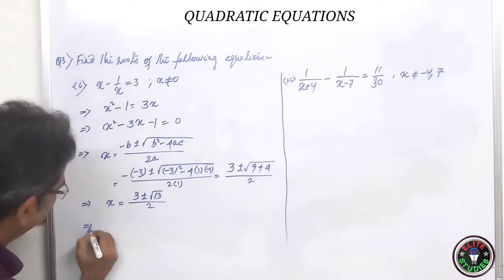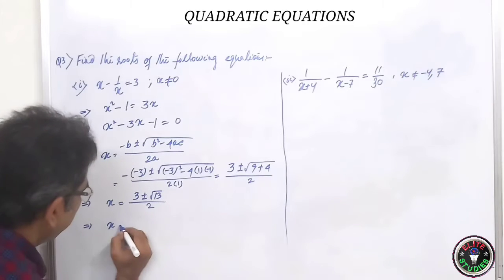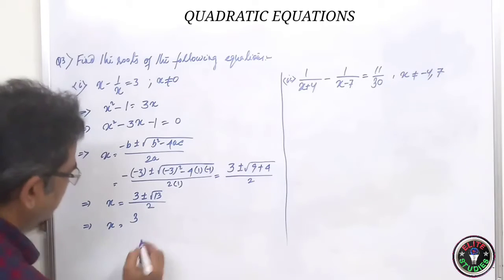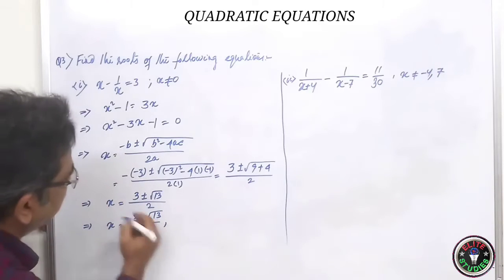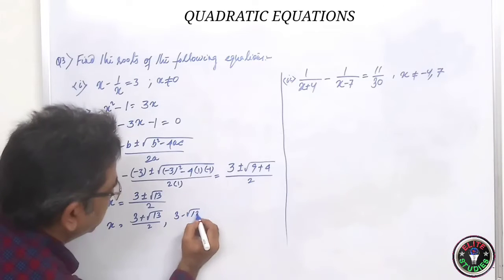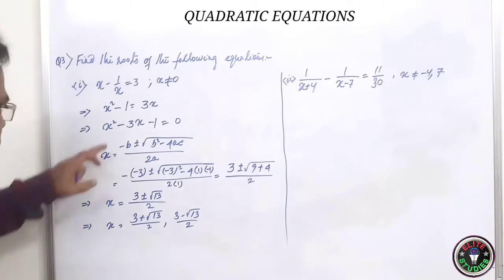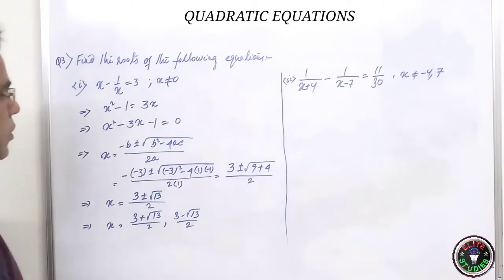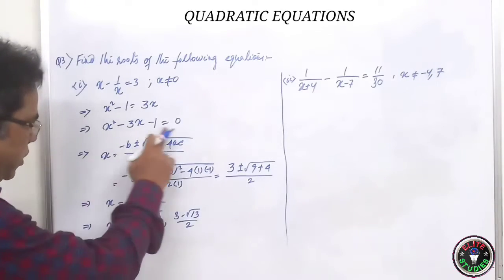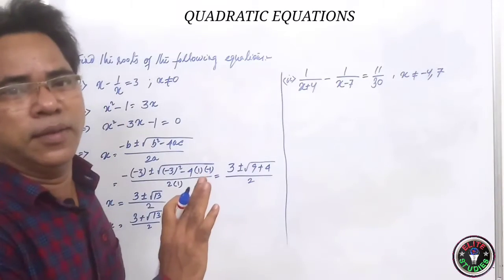So therefore x will be equal to 3 plus root 13 by 2 and 3 minus root 13 by 2. So we have got the roots. Again you see, if you want to use that factorization method, you cannot do it. And remember one thing, this formula has been derived from the completing the square method only.